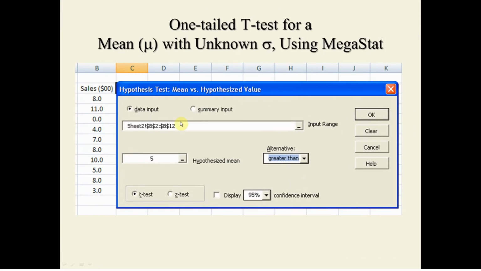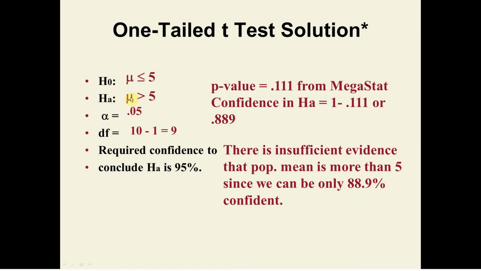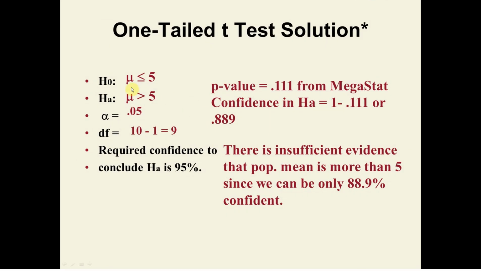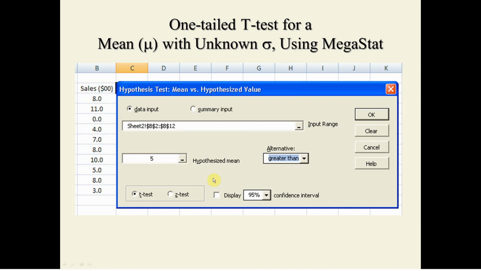Okay, so in Megastat, this might be the way it looks. We would have our sales here. We would give it as data input by selecting the data input here. Our hypothesized mean is 5, which corresponds to whatever's in the alternative. So we state whatever is in the alternative, meaning the population mean is greater than 5. And you don't need to state the null because it knows that the null is the exact opposite of this. And again, we select either t-test or z-test.